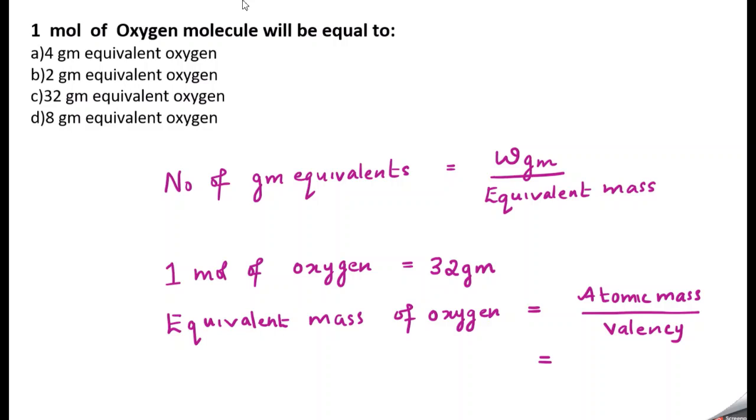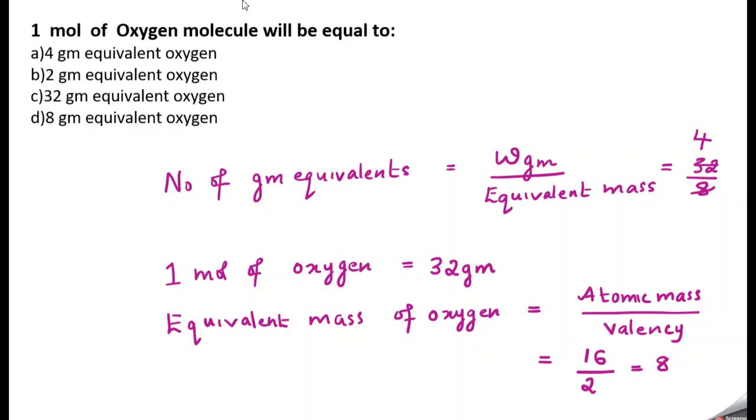So what is the atomic mass of oxygen? It will come around 16. And valency of oxygen, you know that 2 more electrons are required to complete the octet. So valency is 2. So I will get a value equal to 8. Correct. So we will substitute this value over here. So we can say weight in gram, that is 32 divided by 8. So I will get a value that is equal to 4.